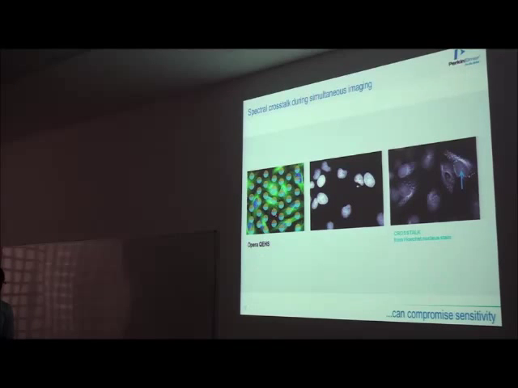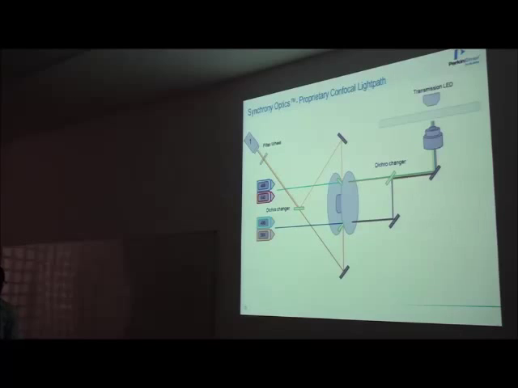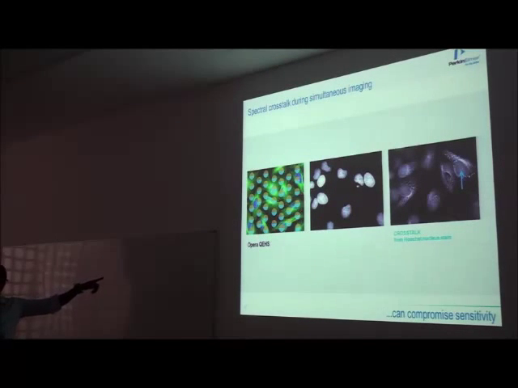And here, they just show the spinning disk, so the holes on the spinning disk, which let the green and the blue lasers go in the top channel. Now, this is the Phoenix, and this is the Yokogawa, the double disk, the spinning disk from Yokogawa, right?